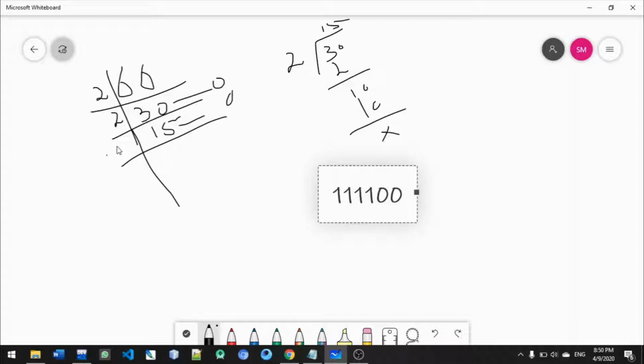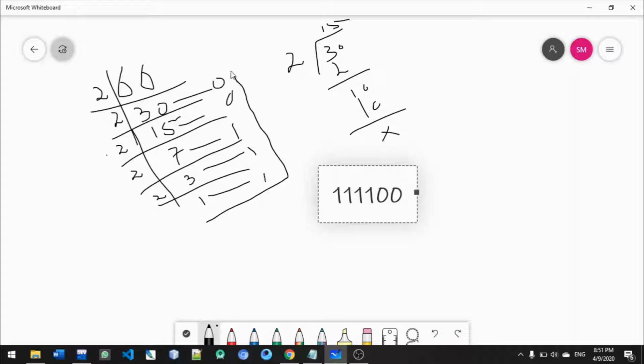Now let's go ahead. 2 7s are 14, so here we got a remainder of 1. Now 2 3s are 6, remainder 1 again. And the last, 2 1s are 2, so the remainder is 1. Now write it from the last remainder to the first, like this: 1, 1, 1, 1, 0, 0. So see this, these both are equal. Yes, these both are equal.